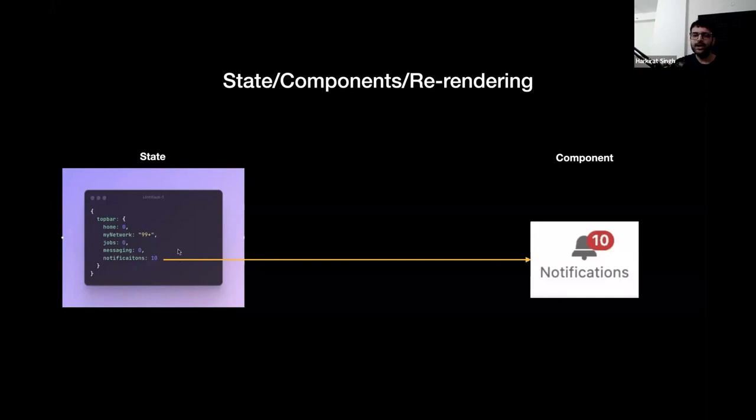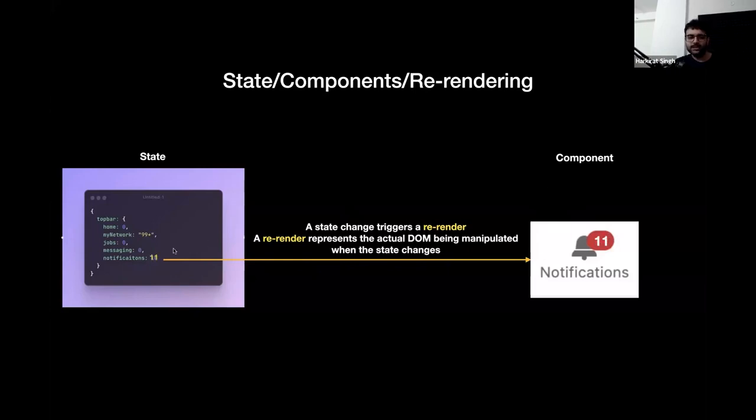What is re-rendering? It takes this current input and puts it here. It changes the DOM element. That is what is called re-rendering. A state change triggers a re-render. A re-render represents the actual DOM being manipulated when the state changes. If this state changes and the actual DOM element also updates, is what we call a re-render. For example, if this changes from 10 to 11, this notification count will go up by 1. This is called a re-render. So what have we learned? We've learned 3 things in React: state, components, re-rendering.